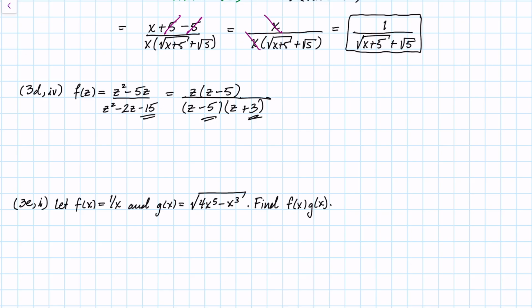Okay? So notice now that I can cancel. I have this is equal to this, so I can cancel this term completely. And all I end up with is my z on top and z plus 3.